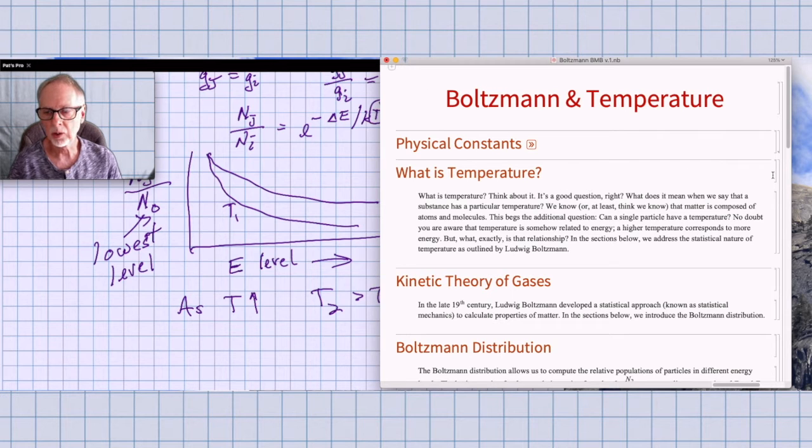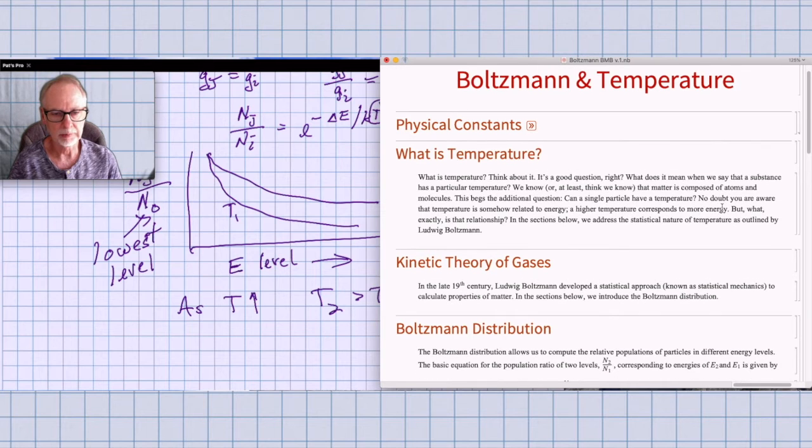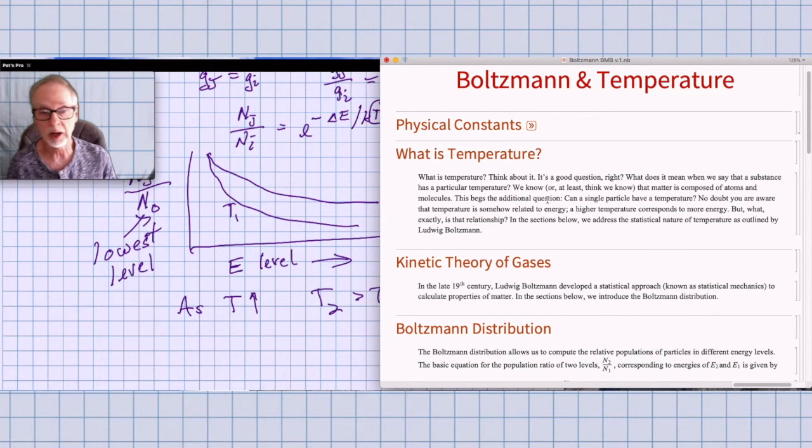All right, so here we've got our situation for Boltzmann and temperature. And again, the temperature is actually crucial. We're going to find that, as I said, temperature corresponds to an equilibrium situation, and temperature actually can be gauged by the Boltzmann distribution. The two are very much connected when we talk about temperature.